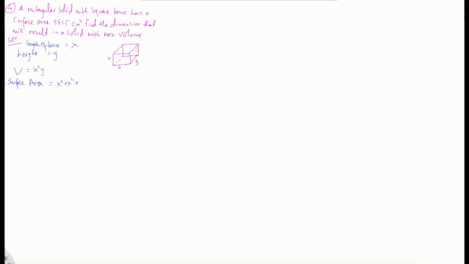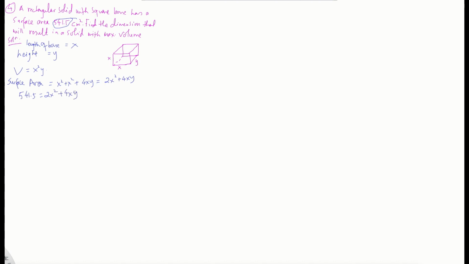The area of this face is y times x, right? So this is x times y, the opposite is x times y, the top is x times y, the bottom is x times y. So it will be basically 4xy. If you simplify this, you will get 2x squared plus 4xy. That's the surface area. But what is the surface area given? It is 541.5, so you will get 541.5 equals 2x squared plus 4xy.